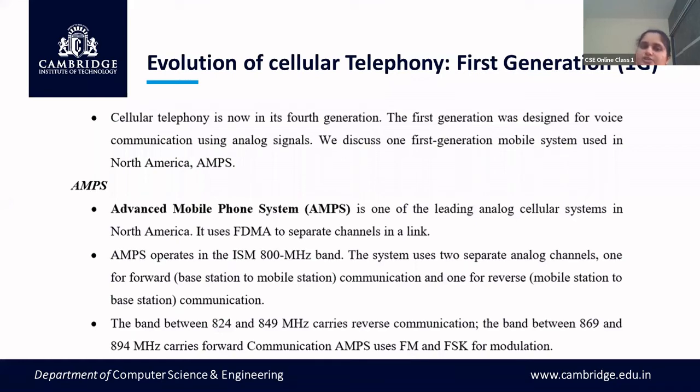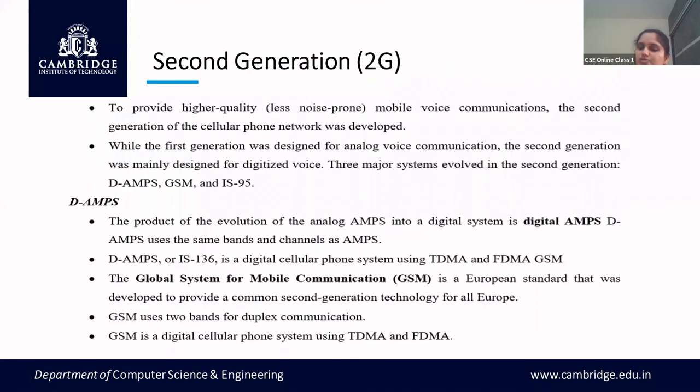So next is your second generation. This was less noise prone. So a development was made in the cellular telephone in second generation. First generation was purely based upon an analog voice system, whereas in second generation they shifted to digitized voice over your analog.